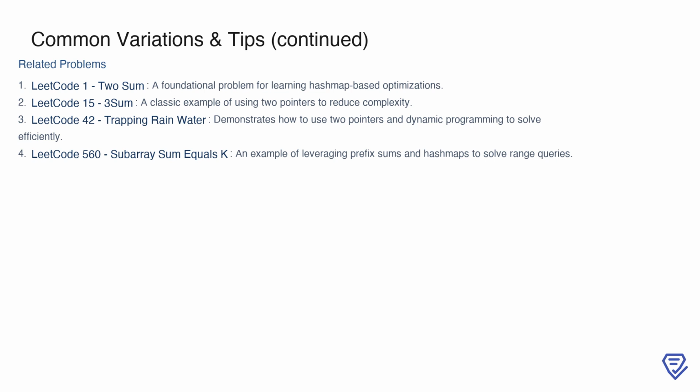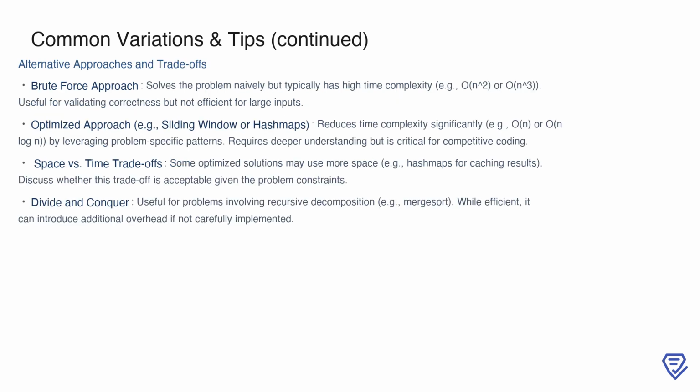Practicing these problems not only reinforces core concepts but also helps you recognize patterns that can be applied to new challenges. When tackling problems, it's also helpful to consider alternative approaches and weigh their trade-offs. The brute force approach, while straightforward, often has high time complexity, such as O(n squared) or O(n cubed). It's useful for validating correctness but usually impractical for larger inputs. Optimized approaches, like sliding window or hash maps, can drastically reduce time complexity to O(n) or O(n log n). However, these require a deeper understanding of the problem and sometimes involve more intricate implementation.